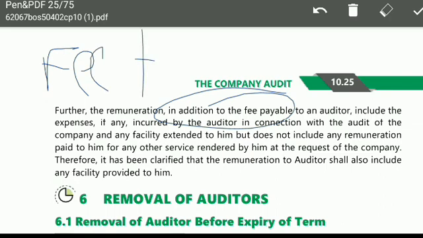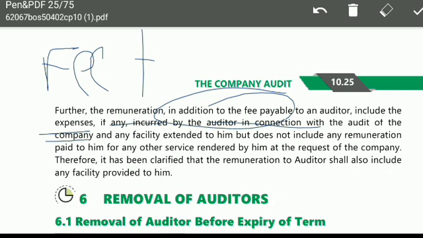Now further, the remuneration, in addition to the fee payable, what all will be included in the remuneration? It includes the expenses, if any, incurred by the auditor in connection with the audit of the company. Okay, so they are saying that in addition to the fees, if there is any expenditure incurred by the auditor on the audit, that will also be counted in the remuneration, and the auditor should be paid for the expense he has incurred on behalf of the company for the conduct of the audit.